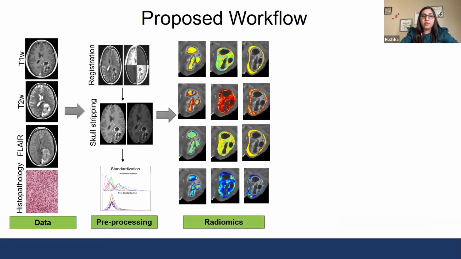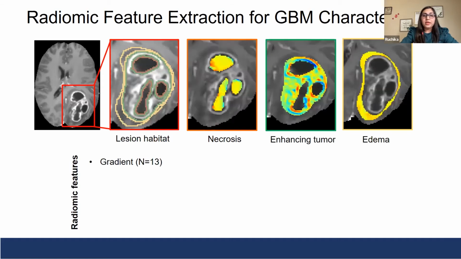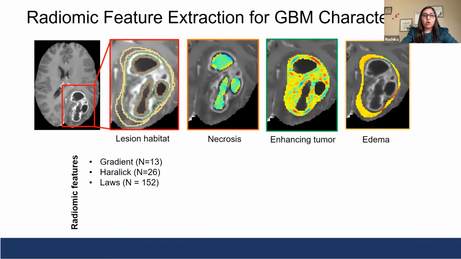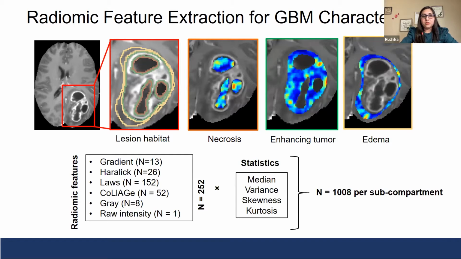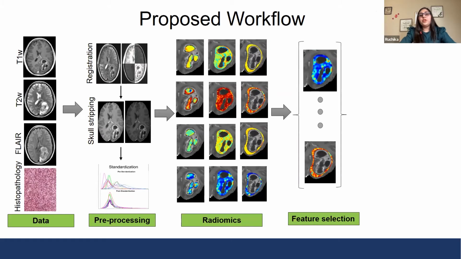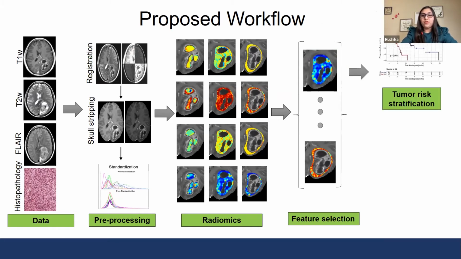After that, we extracted radiomic features from different tumor subcompartments, and those features were gradient, Haralick, Laws, CoLlAGe, Gabor features, etc. We computed intensity statistics from these features, and almost 1,008 radiomic features were extracted per tumor subcompartment per MRI scan. After extracting these radiomic features, we performed feature selection. First we removed the redundant features based on correlation, and then we used a Cox proportional hazard model to identify important features and did tumor risk stratification here.